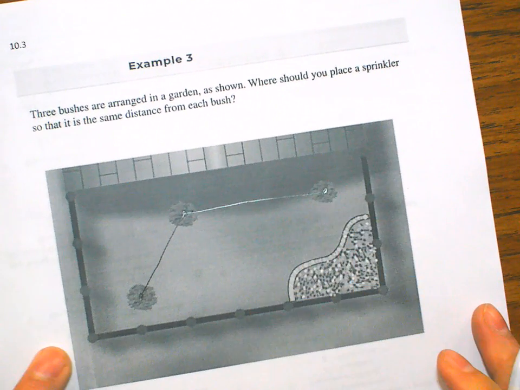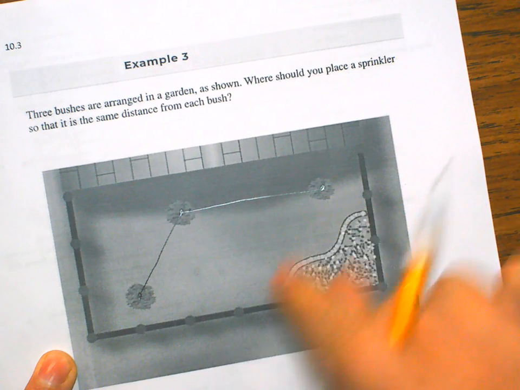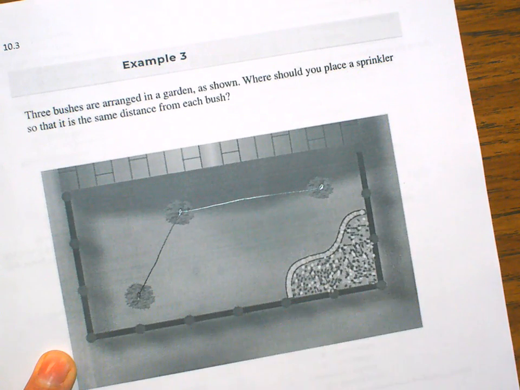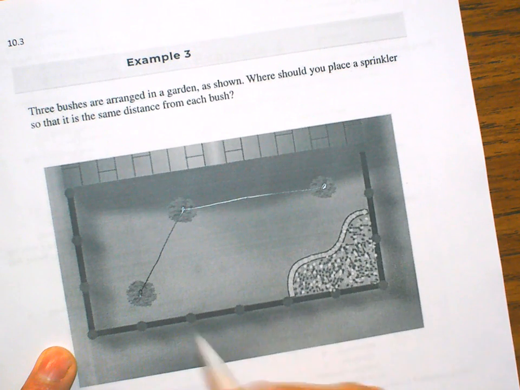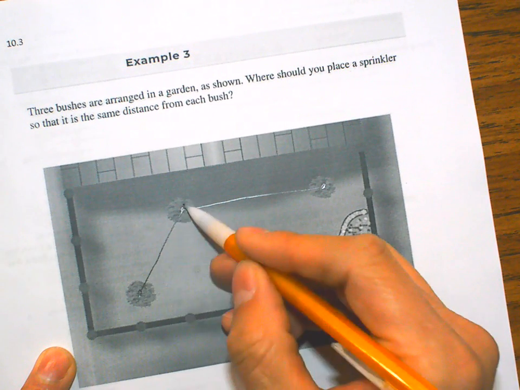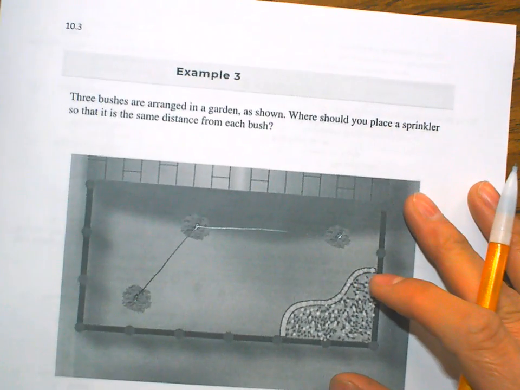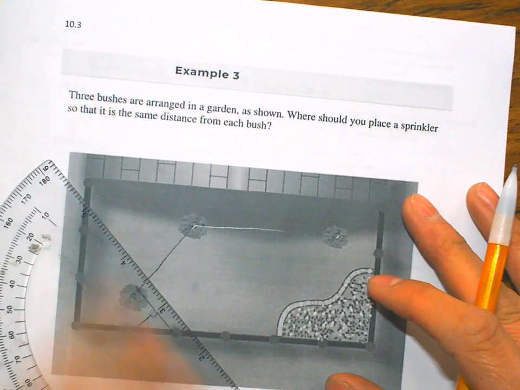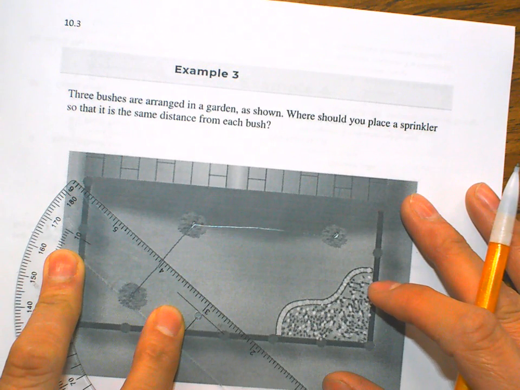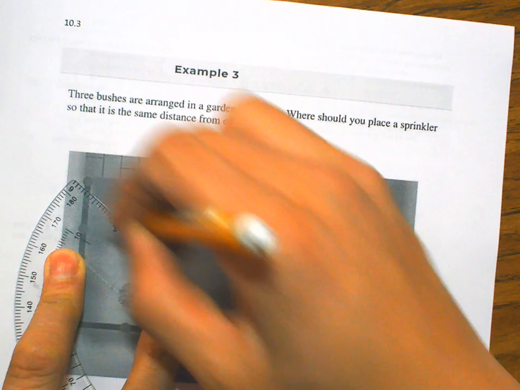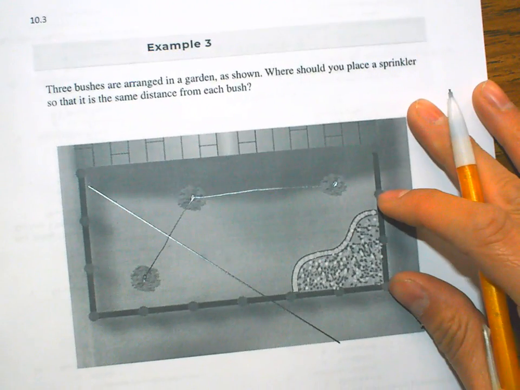But what I need is a point that is going to be equidistant to all three. In other words, I need to find the radius of the circle. The only way to do that is by looking at the perpendicular bisector of this segment. So I'm just going to grab my protractor and eyeball it. I know I can do a construction, which will be a little more accurate, but we're just going to eyeball it right there. So this right here is my perpendicular bisector.